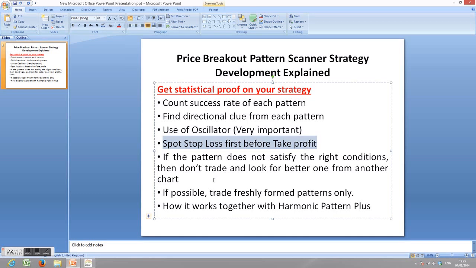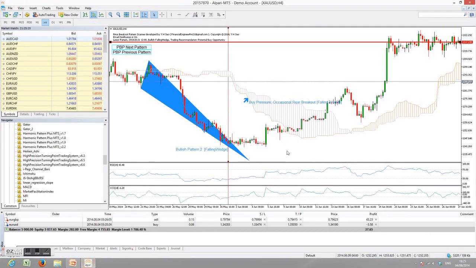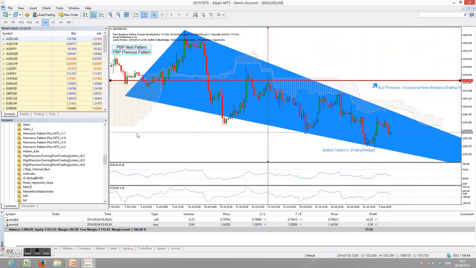And also remember that if the pattern does not satisfy the right conditions, then don't trade and look for a better one from another chart. Simply speaking, you don't have to risk your money for something uncertain. For example, here on the latest pattern, we don't have any breakout yet, and also our oscillators are in the middle, which is quite awkward to trade. In this situation, don't try hard to trade.